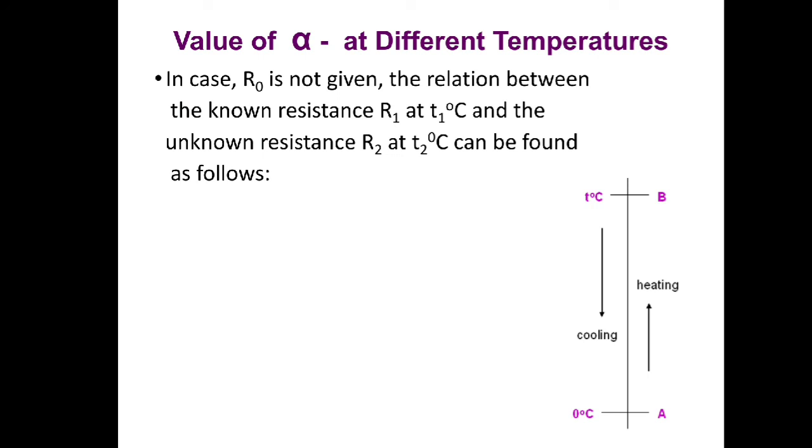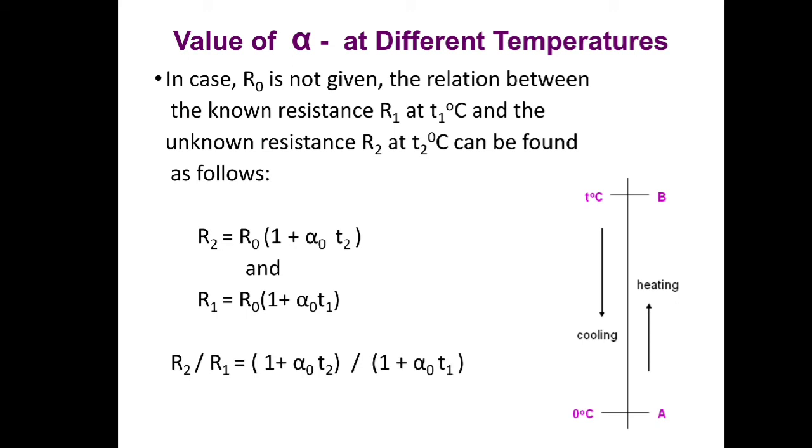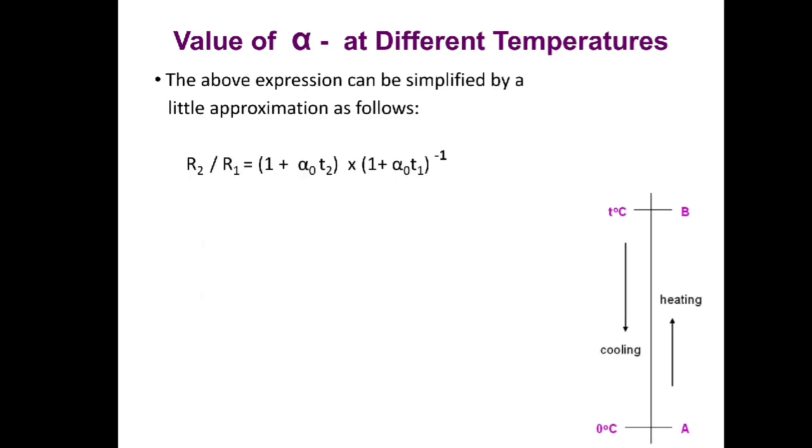Suppose in case R_0 is not given, then the relation between the known resistance R1 at T1 and the unknown resistance R2 at T2 can be found by using these formulas. R2 is equal to R_0 into (1 + alpha_0 into T2), and R1 is equal to R_0 into (1 + alpha_0 into T1). So dividing these two, R2 by R1 is equal to (1 + alpha_0 into T2) divided by (1 + alpha_0 into T1).